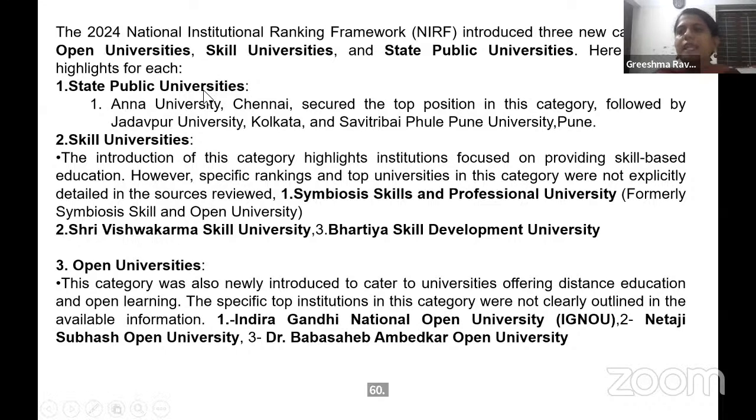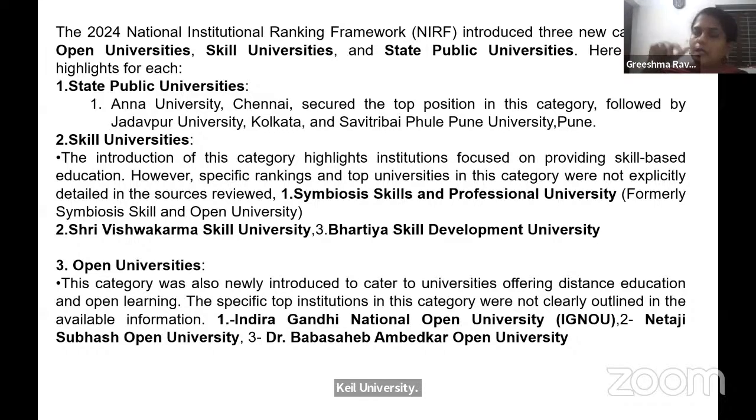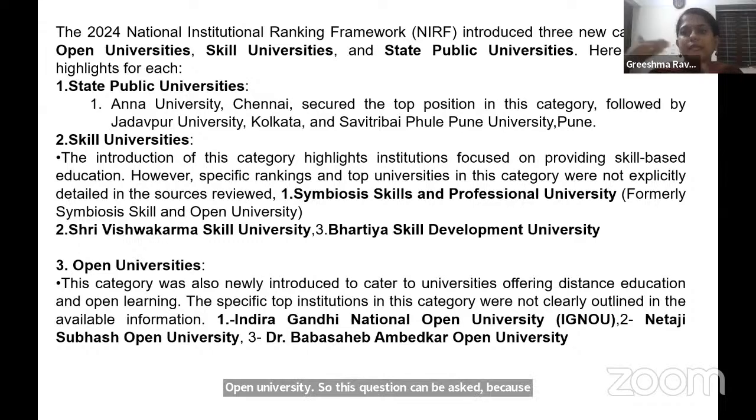So what has been added in 2024? State Public University, Skill University, and Open University have been added in the categories. Three new categories have been added. Which are the three new categories? State Public University, Skill University, and Open University. This question can be asked because this is new information, something that happened in 2024. Three new categories have been added in NIRF.